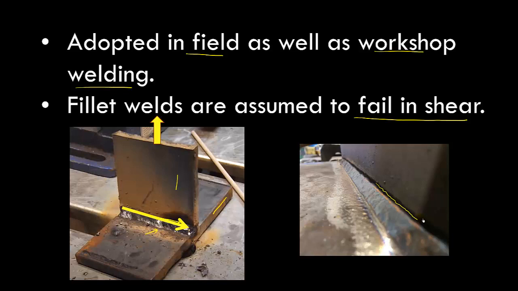So this is a shear failure because this is a failure of the shear plane, and we can say fillet welds are assumed to fail in shear. So this is failing along this plane. This is about the fillet weld. Now let us discuss a little bit more about groove weld.